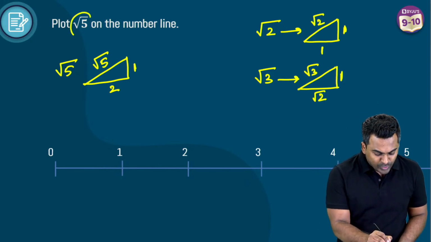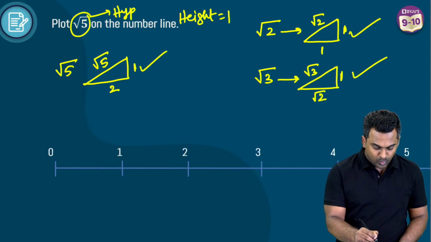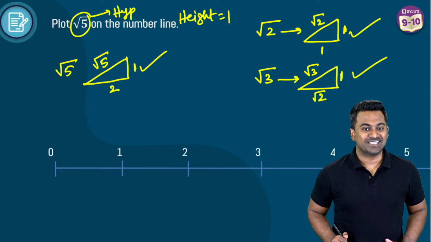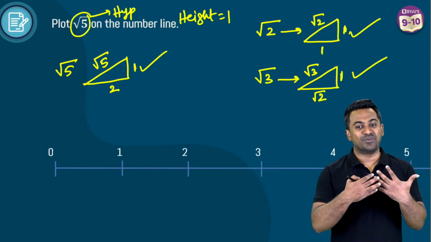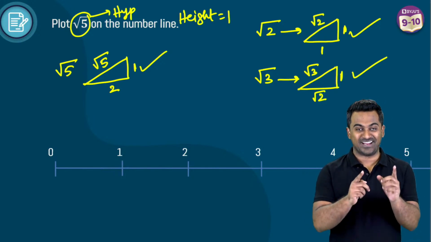And whatever you're trying to plot, this will be the hypotenuse of the right angle triangle, and the height of the right angle triangle will always be 1. As you can see, 1, 1, 1. Height will always be 1. Okay? Oh, Snehdeep Kaur has given all the instructions as well. I know that must have taken effort, and I thank you for that.